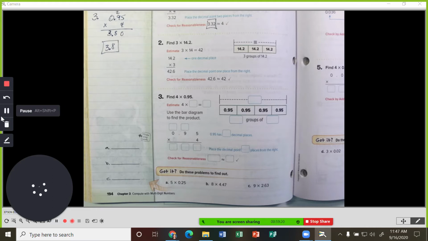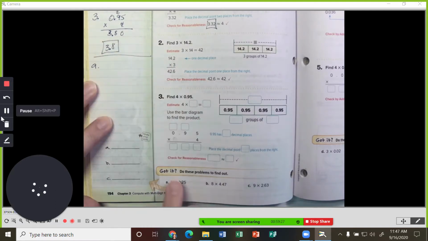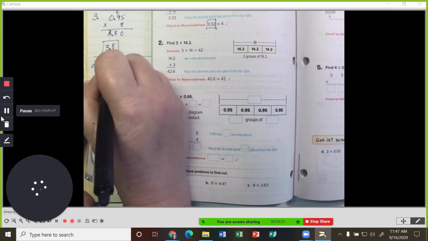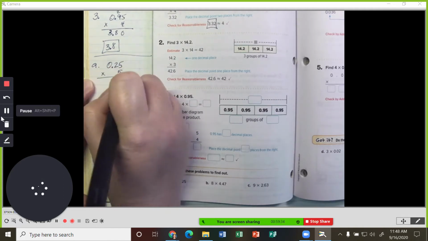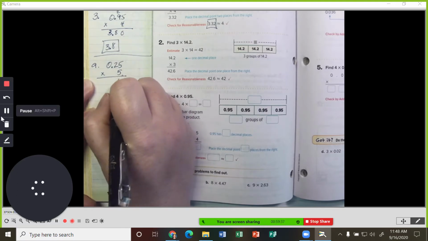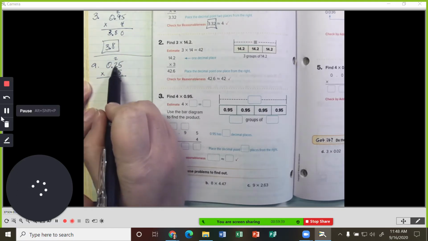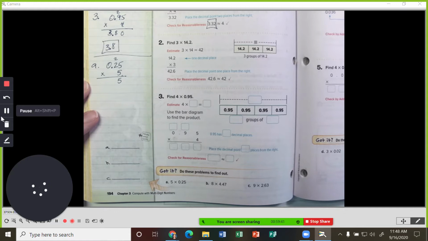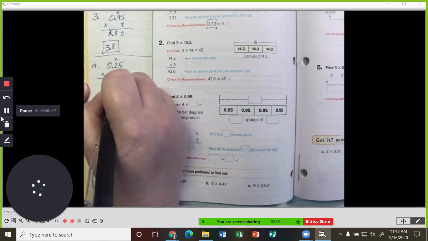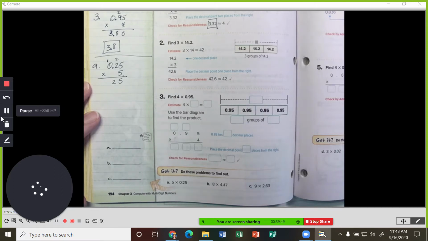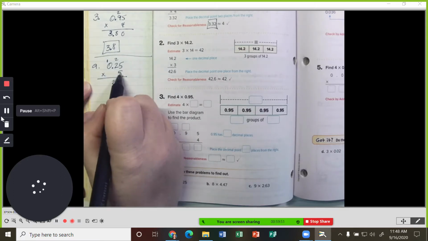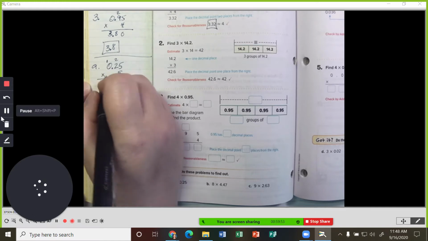Okay, next for Got It A, we have 5 times 0.25. So I'm going to do my work right up here, and I'm going to write the longer number in the top row. So 0.25 times 5. 5 times 5 is 25. We write the 5, carry the 2. 5 times 2 is 10. Plus the 2 that we carried is 12. Write the 2. You can either carry the 1 or not, whichever way you prefer. I'm just going to follow the algorithm all the way through. 5 times 0 is 0, plus the 1 that we carried is 1. Okay?